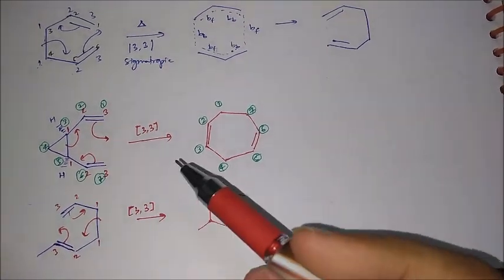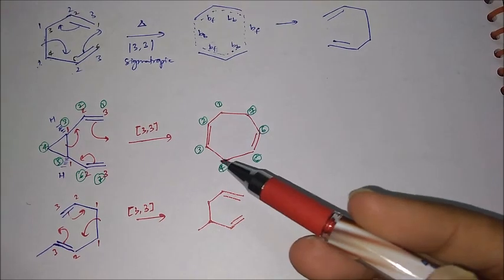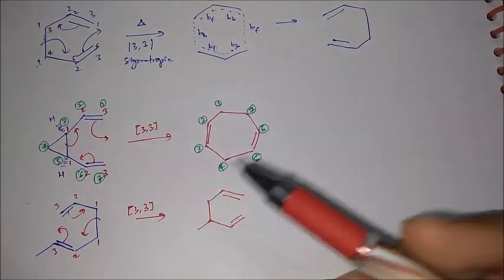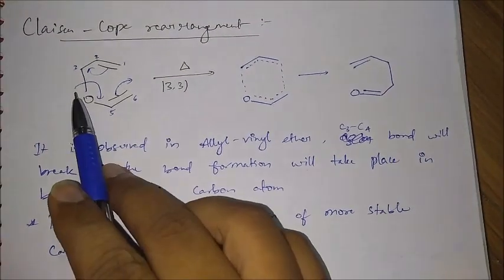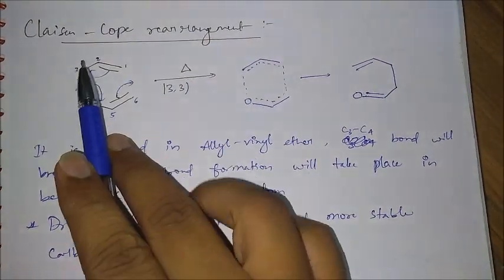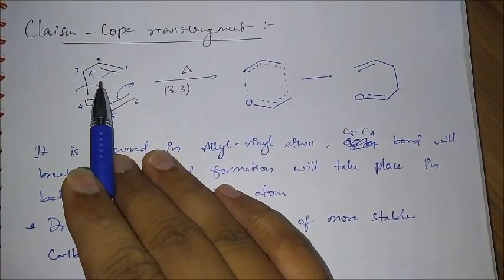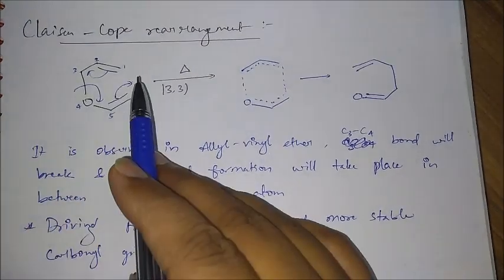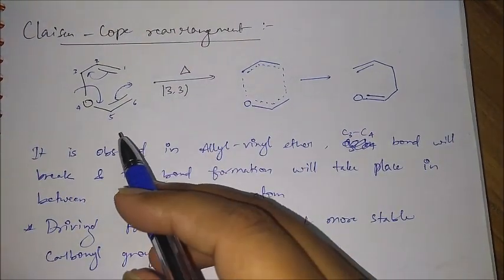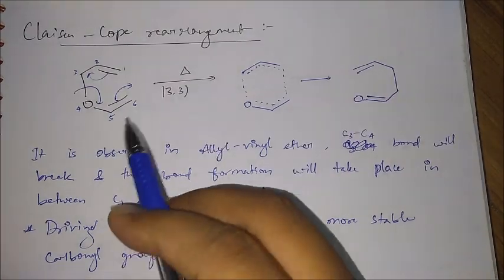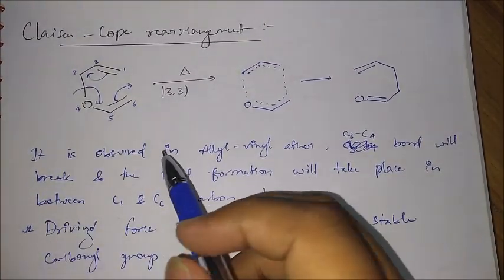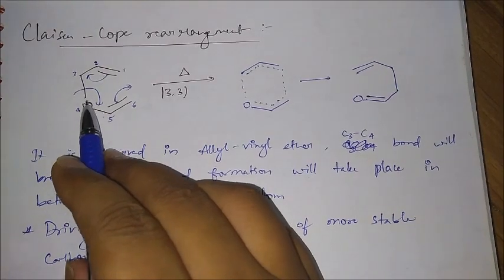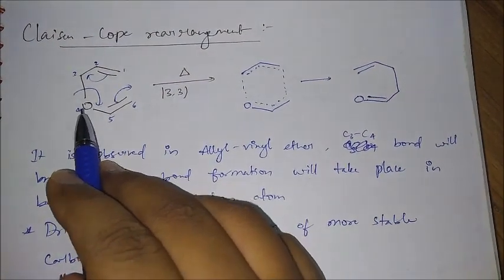So these were certain examples of Cope rearrangement. Now let's talk about the next one. The next one is the Claisen rearrangement, also called the Claisen rearrangement generally. In this also you need a 1,5-diene system, and the difference between Claisen and Cope rearrangement is the involvement of this oxygen over here, that is your ether group.